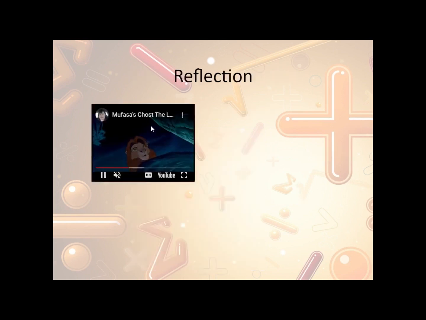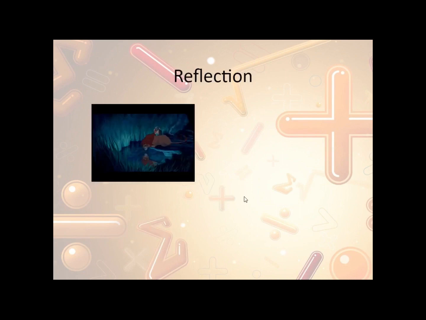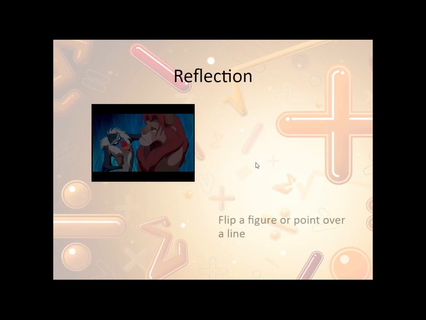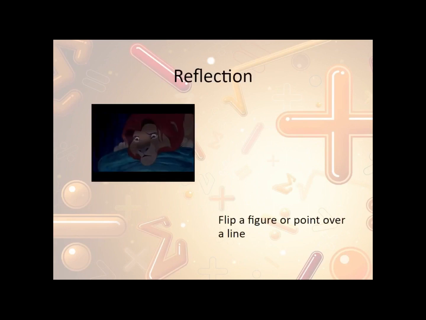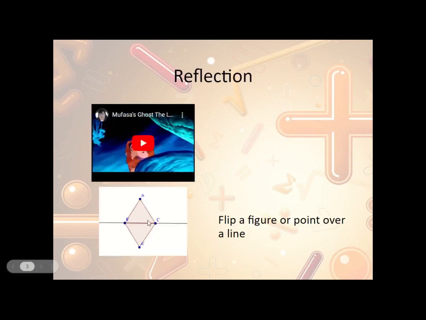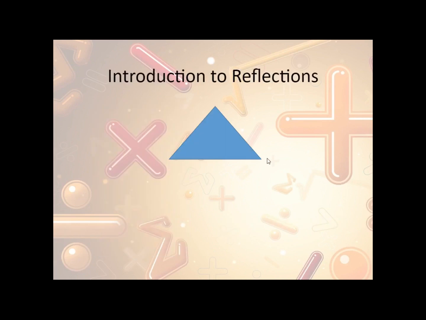Now here's a little video of Simbo looking at his reflection in the water. So that's what a reflection is. Reflections occur when we flip a figure over a point or line. So for instance, we have a triangle here. If we flip it over this line, it's going to flip downward and look like this. So that's a reflection.